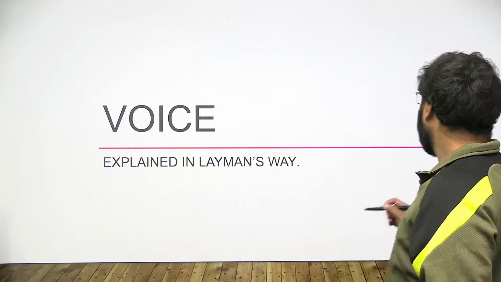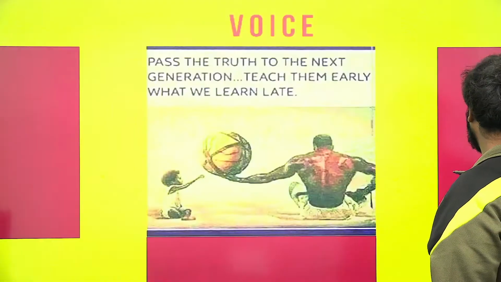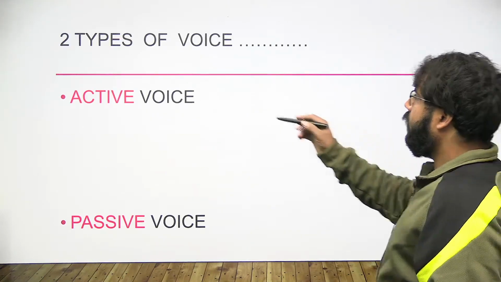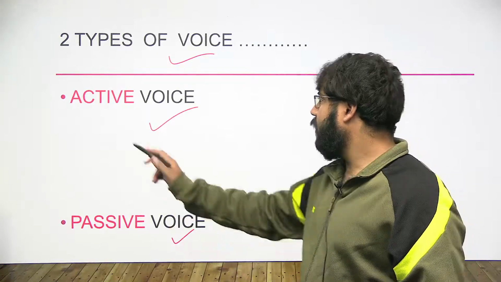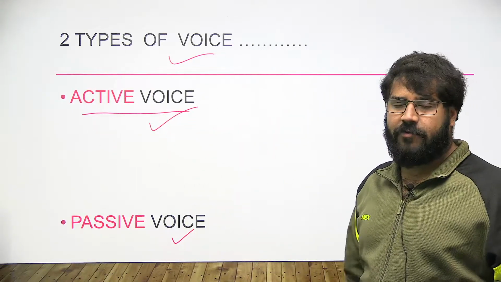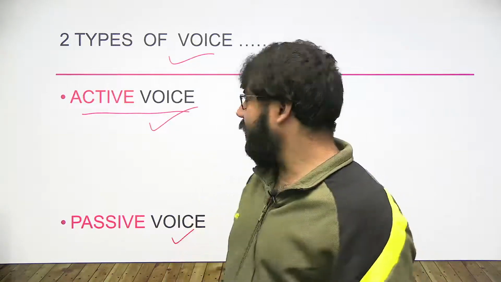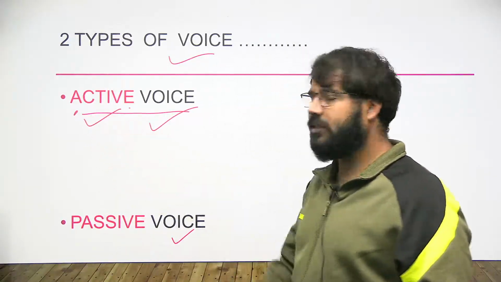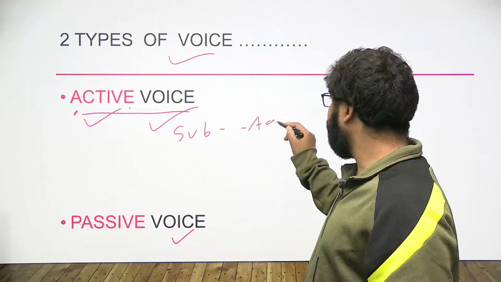That is voice. Voice can be classified into two parts: active voice and passive voice, as you can see on the board. I will teach this topic in a very layman style. It can be classified into two parts: active and passive voice. Whenever the sentence is given in the form of tense, simple present, past or future tense, this sentence will be considered as an active voice. In this, the subject performs the action.